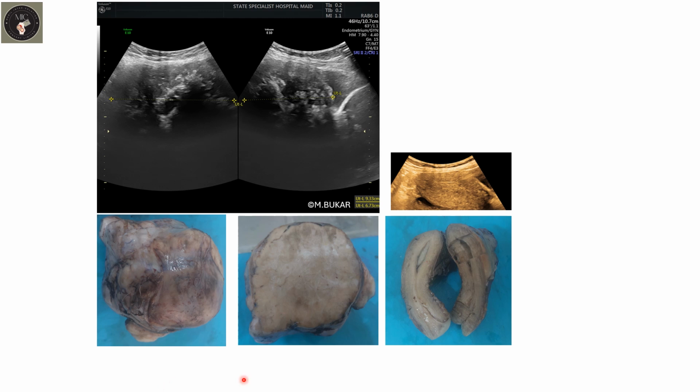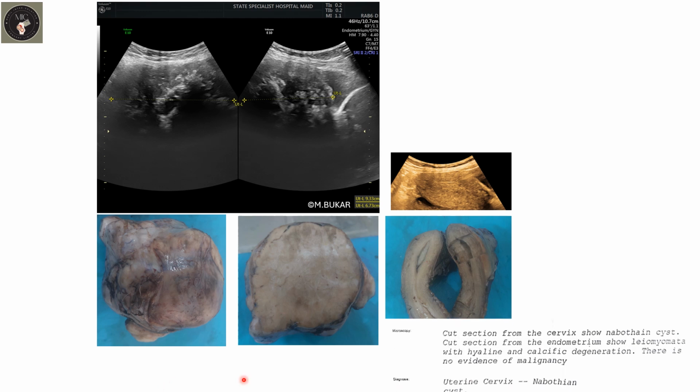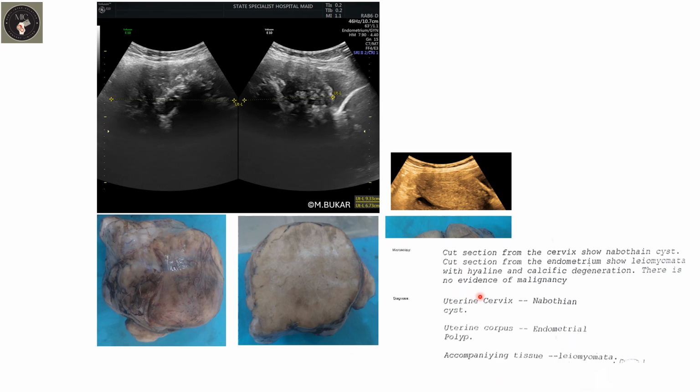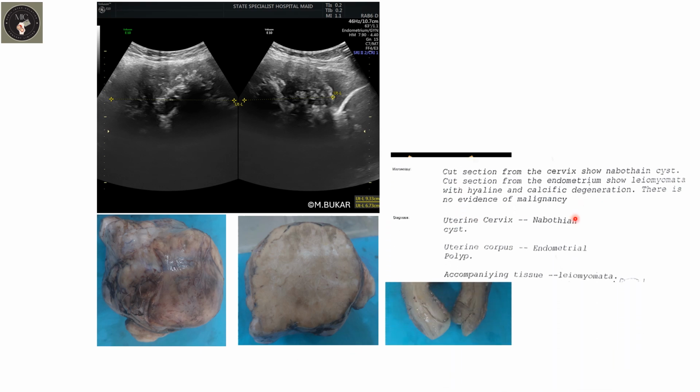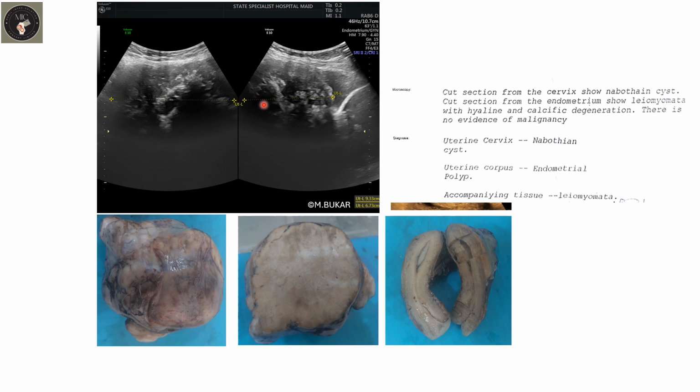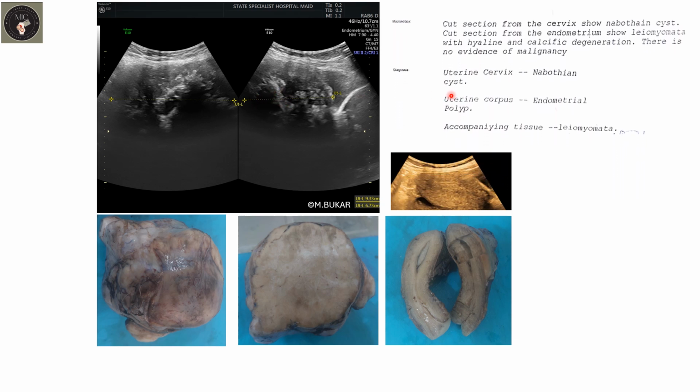So, the histologic diagnosis: you can see hyaline and calcific degeneration. You have seen the calcific changes here, and of course the polyp here accompanying tissue, because it was separate from the uterus. It was a live myoma. So, what this suggests to me is that this is likely to be a case of parasitic fibroid. Thank you very much for listening.